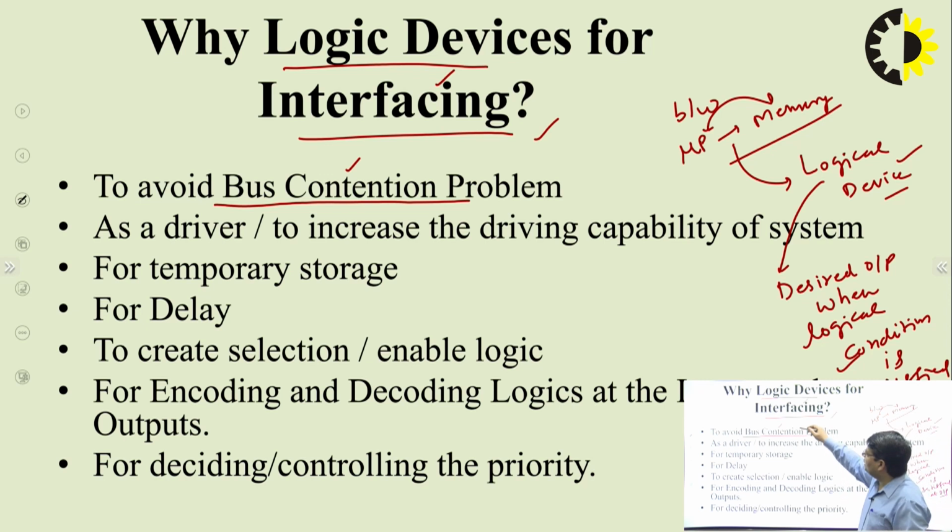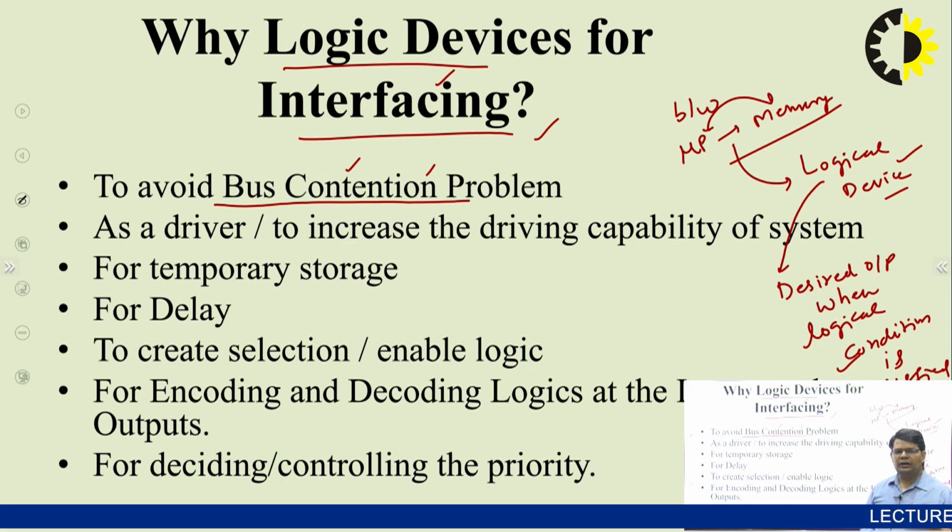Now what is the bus contention problem? Bus contention means in the microprocessor system, multiple devices may require the system bus simultaneously. Out of those devices we can provide the bus only to a particular single device. So there must be some logic so that the system buses are available to the particular device only. When multiple devices request for the same resource simultaneously, this problem is known as the bus contention problem. To solve this, we will use the logical devices.